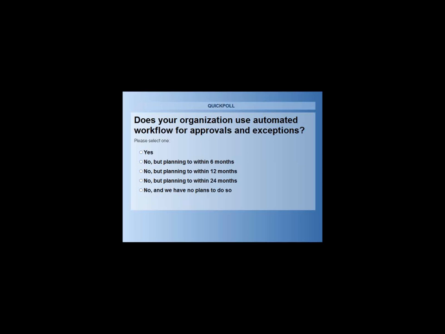And that brings us to our next poll question, which is about to be displayed on your screen. What we want to know is, does your organization use automated workflow for approvals and exceptions? Yes? No, but planning to within 6 months? No, but planning to within 12 months? No, but planning to within 24 months? And no, with no plans to do so. Go ahead and take a moment to respond to the poll question now displayed on your screen.